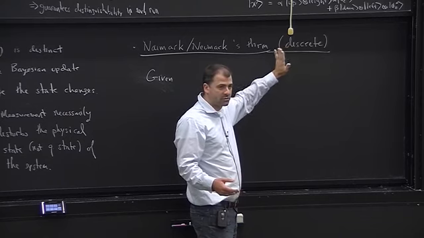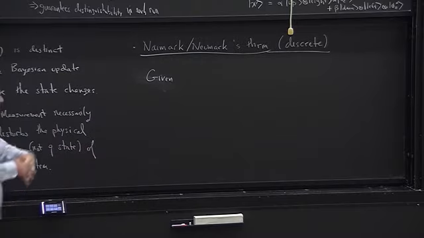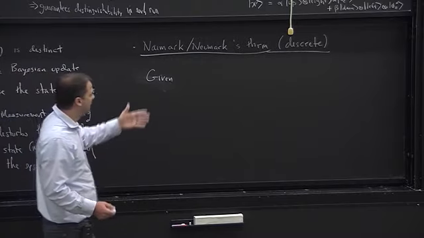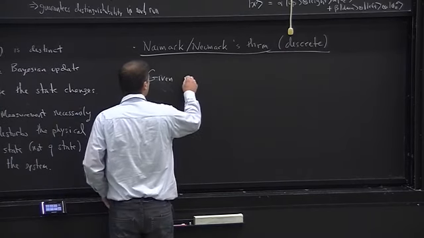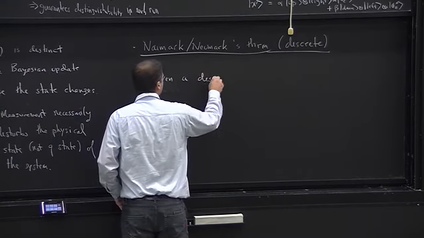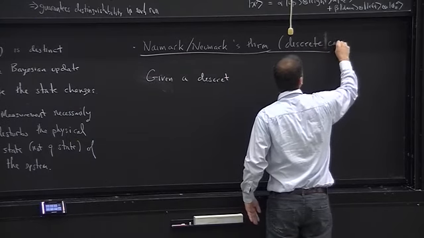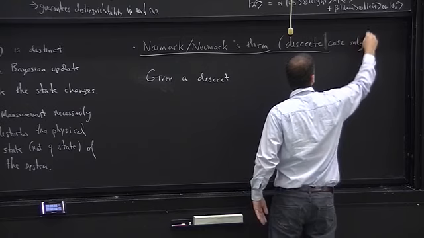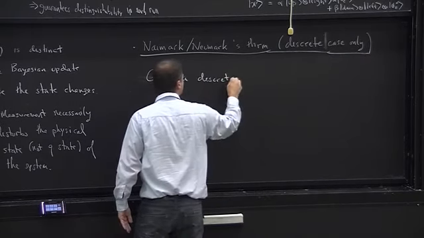But we'll just worry about the discrete set of outcomes, because mathematically it captures all of the issues without the mathematical overhead of measure theory. So given a discrete POVM, here, I'm going to say discrete case only. What I'm trying to say is Neumark did this in full generality. We're only going to look at a special case, the discrete case.